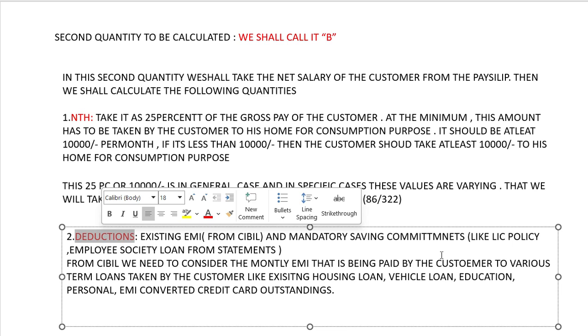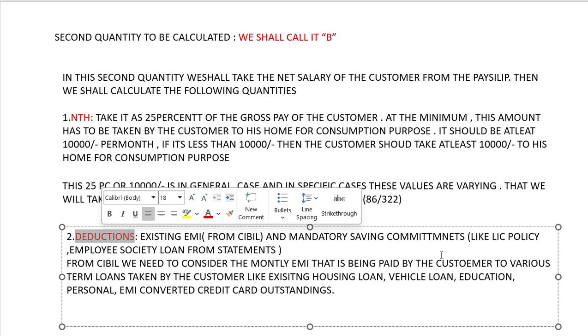CIBIL reading is also required, and in another video we will understand how to deal with the various kinds of loans mentioned in the CIBIL. But for now, for housing loan, we are only considering his other retail loans like vehicle loan, other housing loans, education loan and personal loan, where monthly payments are expected. We are not considering his gold loan, and we are not considering his outstanding credit card dues. Sometimes if he has converted the credit card into EMI, then we will consider the EMI amount being paid by this customer every month. But otherwise, the credit card outstanding is not considered. Only vehicle loan, personal loan, education loan and other housing loan are considered while taking the deductions from the CIBIL.